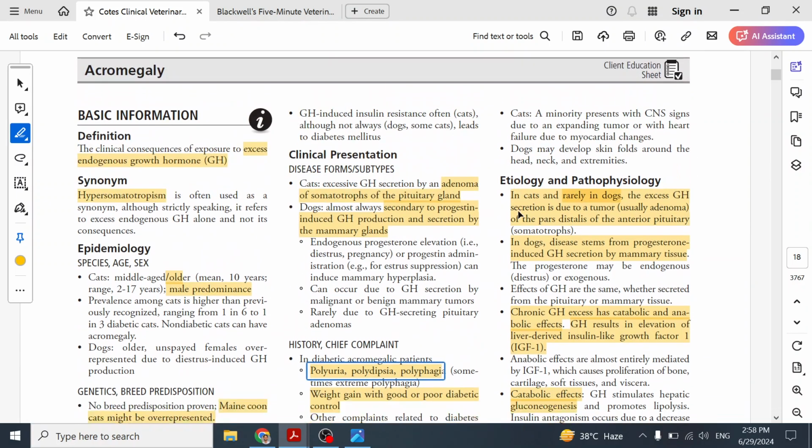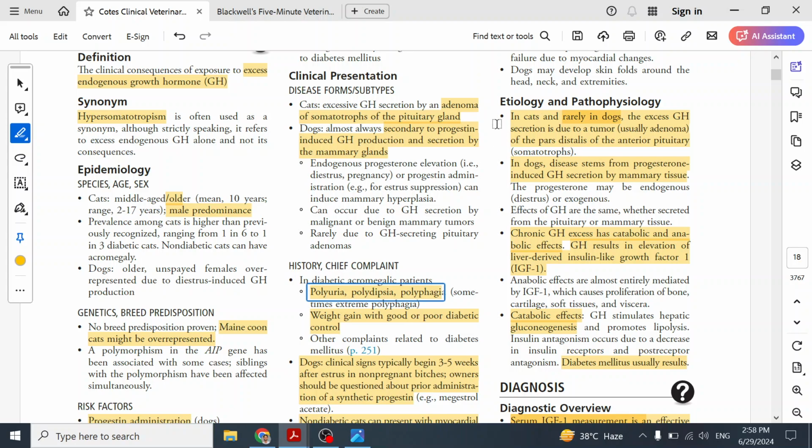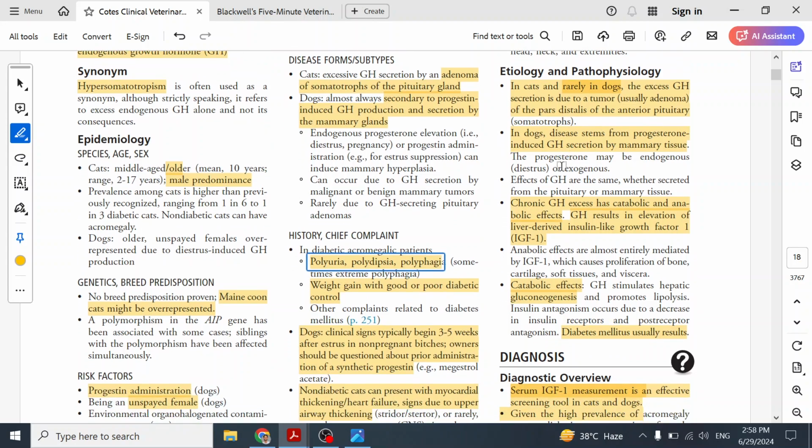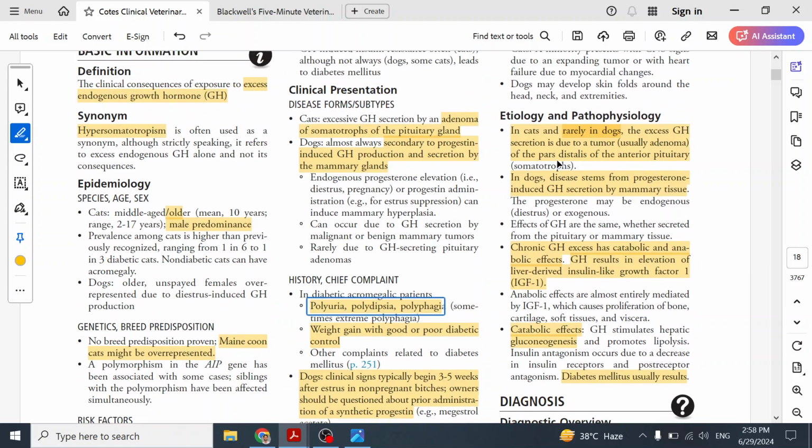Regarding etiology or pathophysiology, in cats, and less commonly in dogs, excess growth hormone secretion is due to a tumor, usually an adenoma of the pars distalis of the anterior pituitary. In dogs, the disease stems from progesterone-induced growth hormone secretion by mammary tissue. So there is a difference in the pathophysiology of cats and dogs.